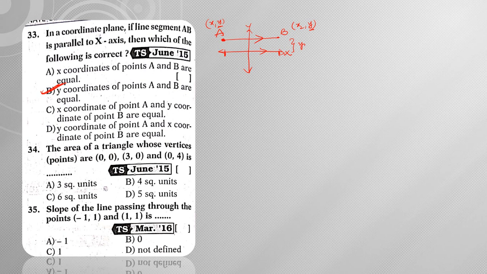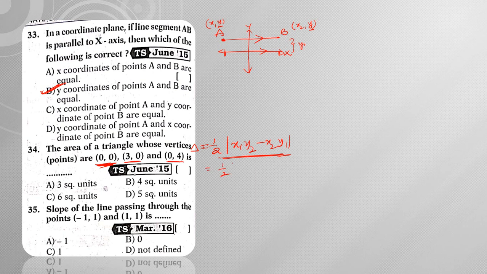Now if you observe this, one of the vertices is 0, 0. Already we have discussed this. What is the formula? Half into x1 into y2 minus x2 into y1 when one of the vertices is the origin. This is the area of triangle formula when two vertices are considered and one of the vertices is 0, 0. And this 3, 0 and 0, 4 are on the x-axis and y-axis.